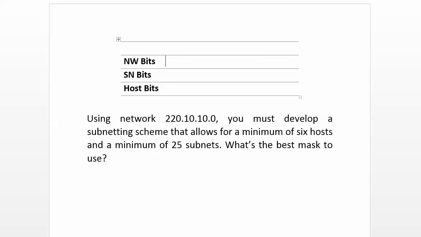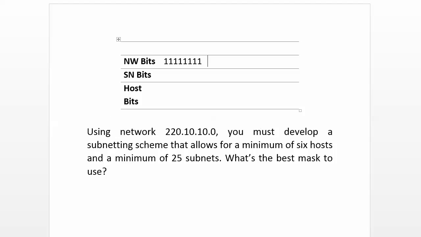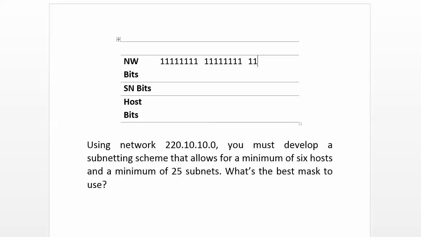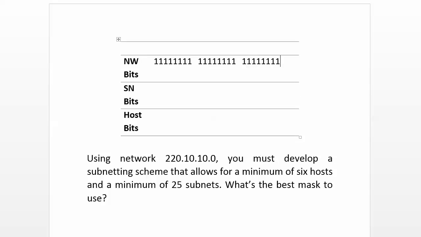Well, first question, what class network is this? We know that's a Class C. And what's the mask, the network mask of a Class C network? 255, 255, 255, 0. So there we are. Some spaces in there. Okay. So we've got 8 host bits to work with, and that's it.